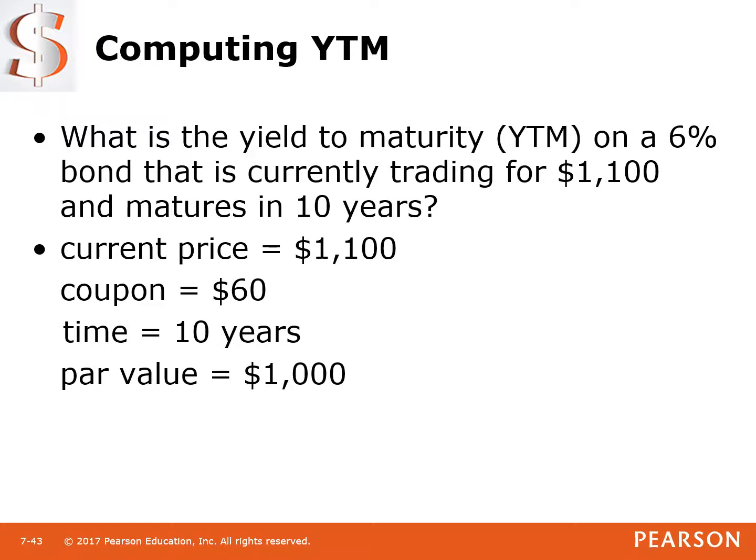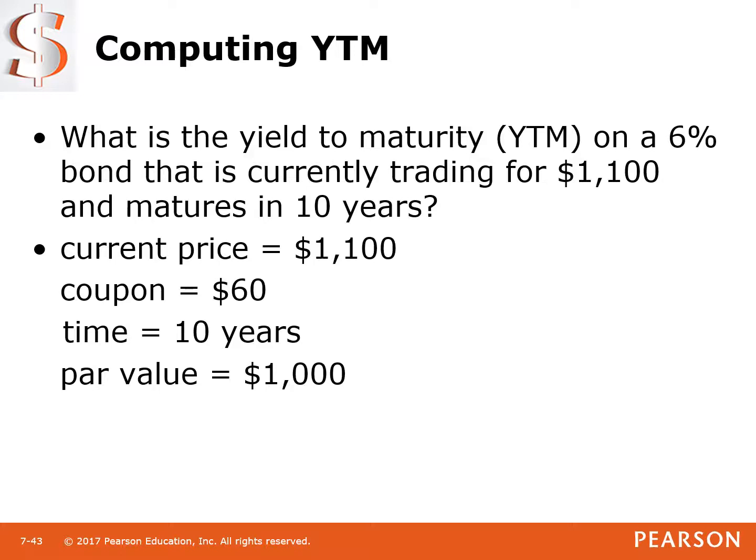So you know its present value. So we're just mixing up some of the components here. Our time is, we know there's 10 years left to maturity. We're trying to figure out the interest rate. We know the present value is $1,100.